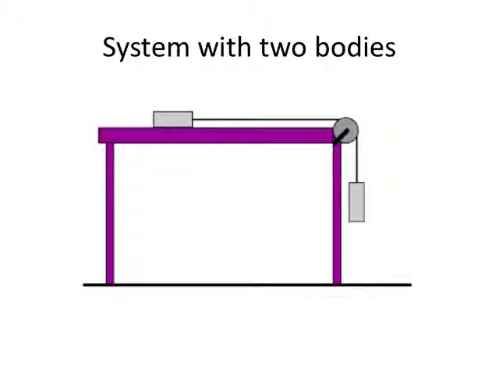So this is an example of a system with two bodies. We have one mass that's going to slide horizontally across the table, and then a second mass that's going to fall towards the ground. And it's entirely possible to find out what's going on here with a little bit more information. Just for the sake of consistency, we'll call the mass on the table mass 1, and the mass that's falling down mass 2.